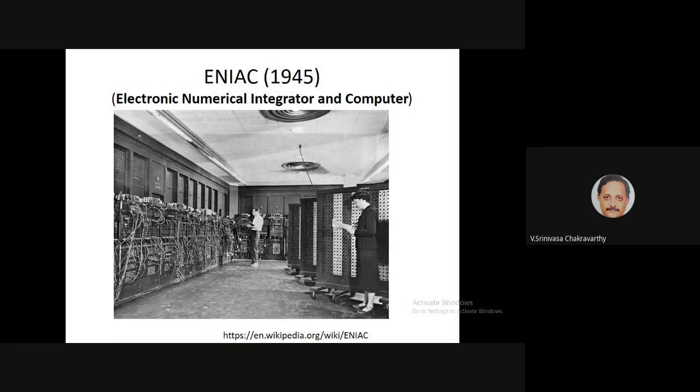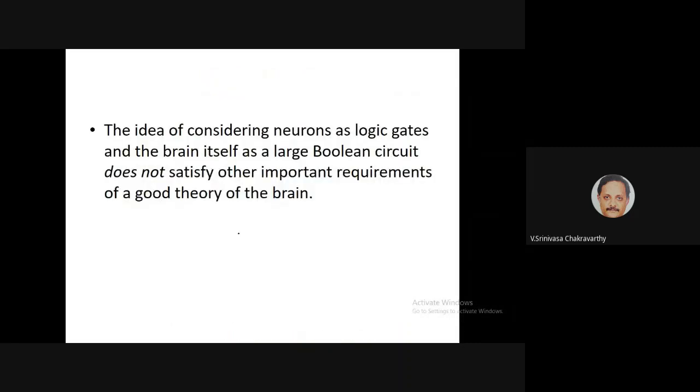In 1945, that was the time when the ENIAC computer was built, and they were using it for war purposes, to crack secret codes during the war. But this was a huge, clunky computer, and it was filling a huge hall. But since that was very compelling, people thought that the brain also is like a big computer.